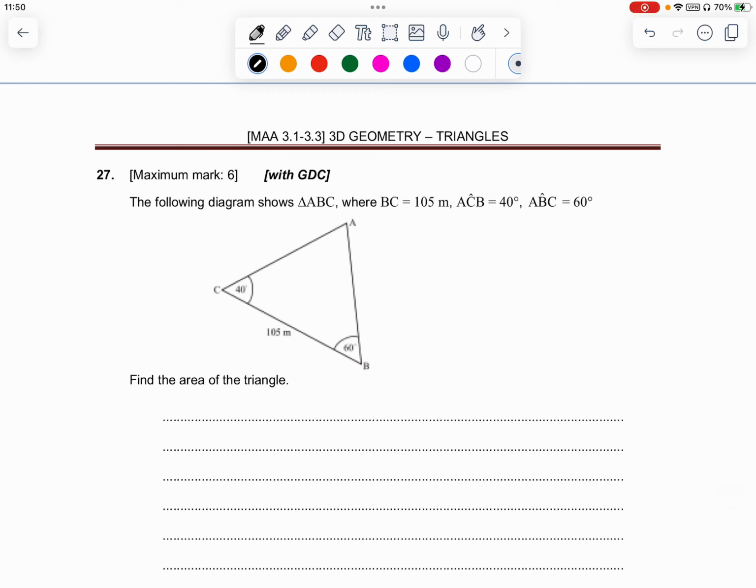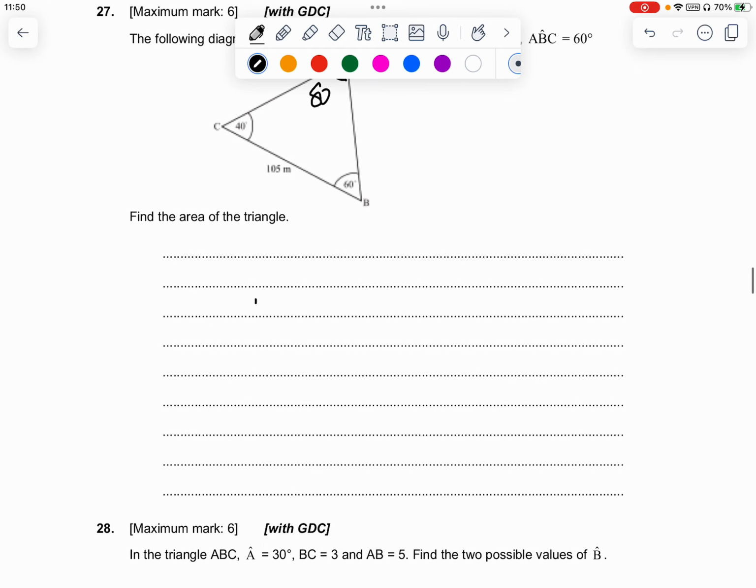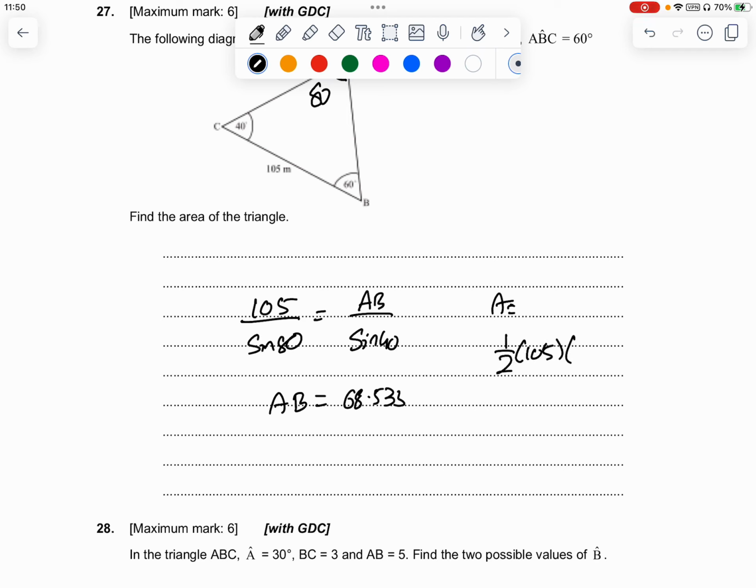Question number 27. The following diagram where BC is 105 meters, angle ACB is 40, ABC is 60. Find the area of the triangle. The remaining angle will be 80. So I use sine rule. 105 divided by sine 80 equals AB divided by sine 40. So AB equals 68.533. So area will be equal to 1 upon 2 times 105 times 68.533 times sine 60. Simplify that, which will be giving 3116 meters.